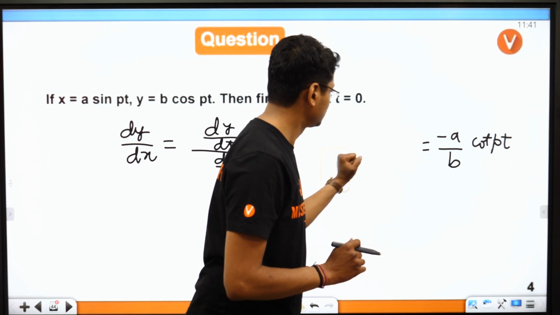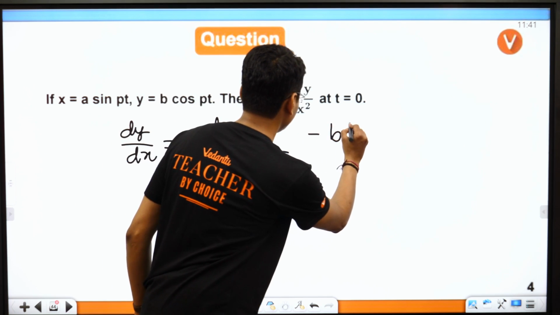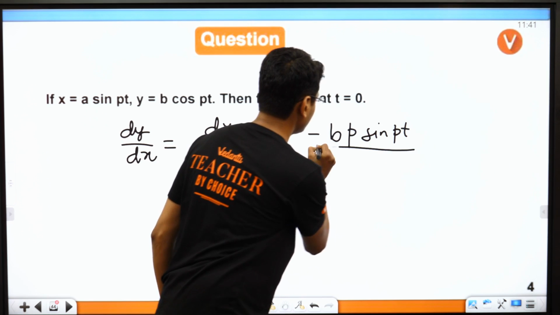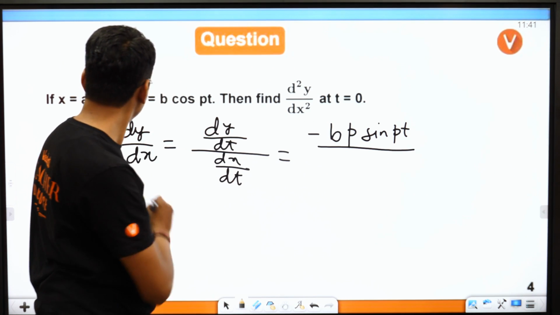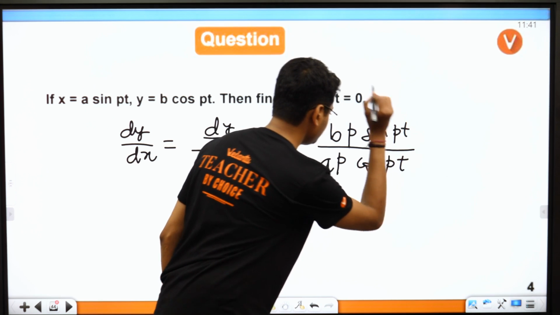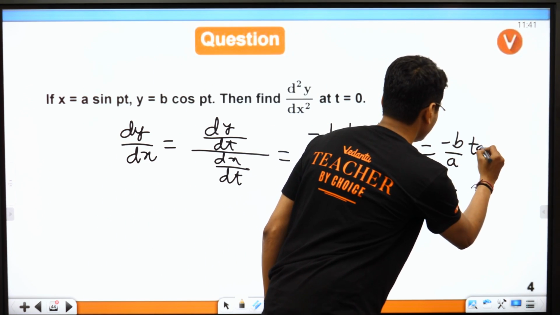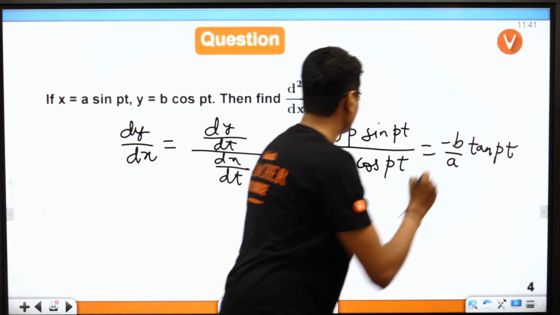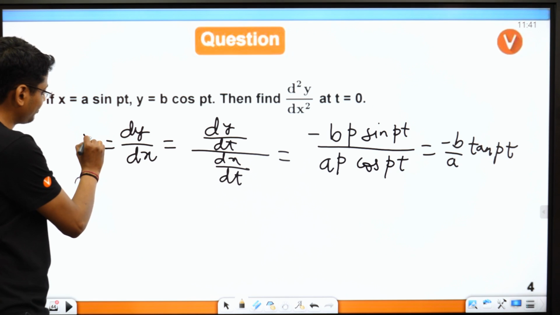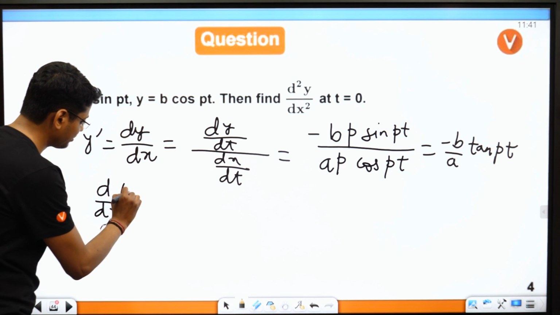This is minus bp sin pt divided by ap cos pt. All right, so it becomes minus b by a tan pt. Now the important point here is, if I am calling it y prime, what I have been asked is d by dx of y prime.